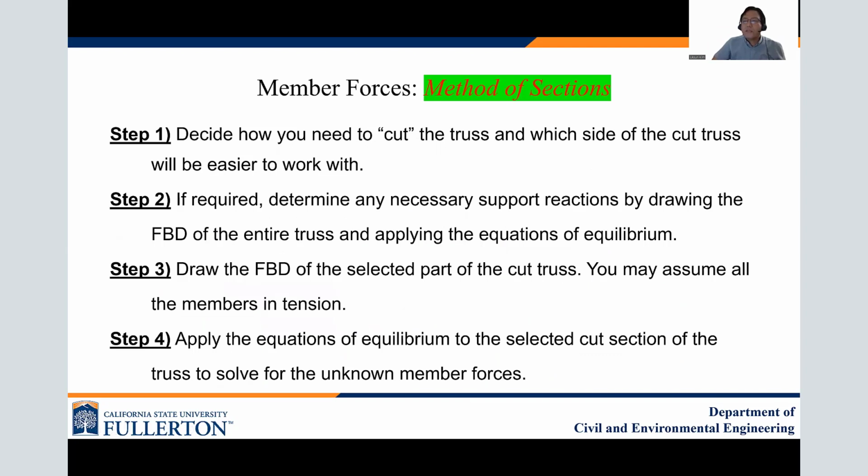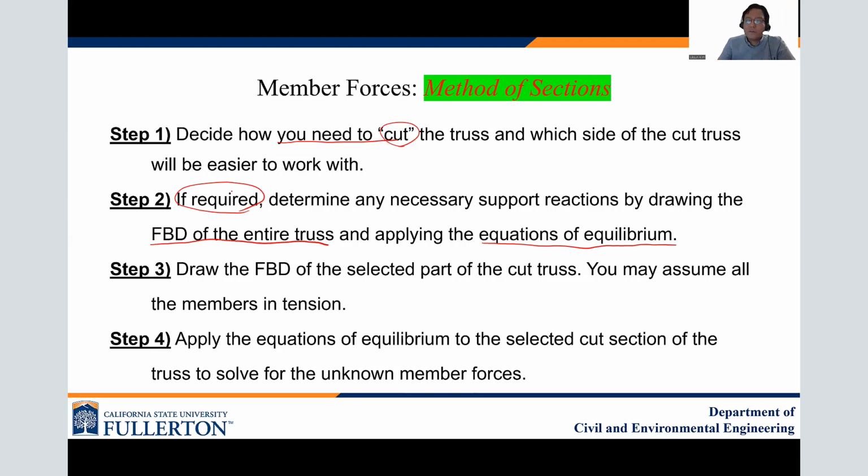This slide provides a step-by-step procedure to find member forces using the method of sections. Step 1 is to decide how you need to cut the truss and which side of the cut truss will be easier to work with. Step 2 is to determine any necessary support reactions by drawing the free body diagram of the entire truss and then applying the equations of equilibrium to find the unknown reactions if required.